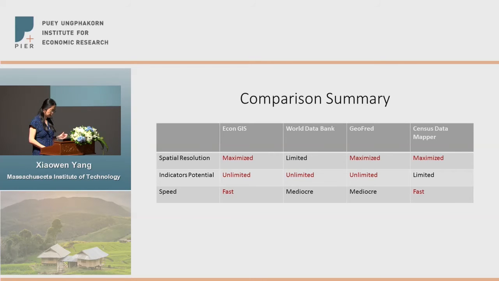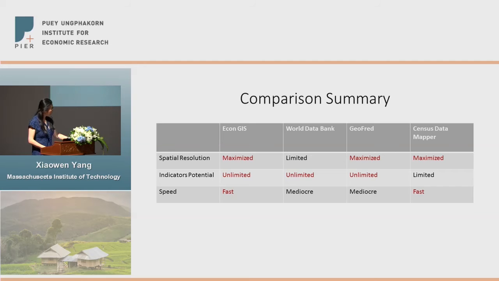And then is the indicator potential. Some GIS websites provide very detailed information, like the census data mapper, which is supported by the US Census Department, but it only provides about 20 indicators. The third dimension would be the speed, because for all websites speed is important, but especially so for GIS websites, because most GIS websites are very slow, so slow that users are less likely to use them.